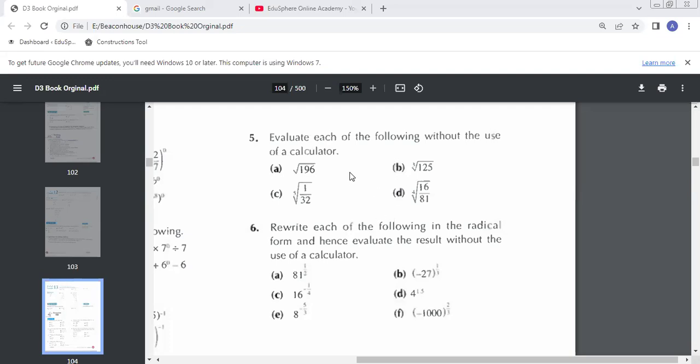Students, let's get back to lesson number 3 of indices and standard form. This is from exercise 4B, book D3, questions number 5 and 6.